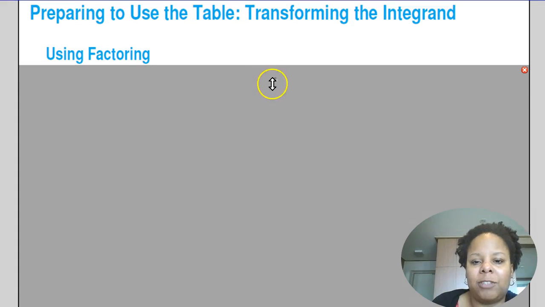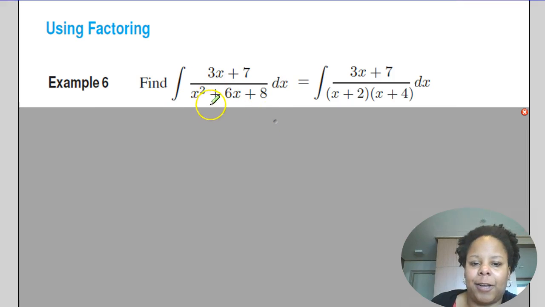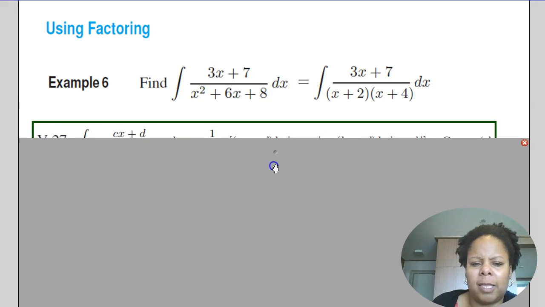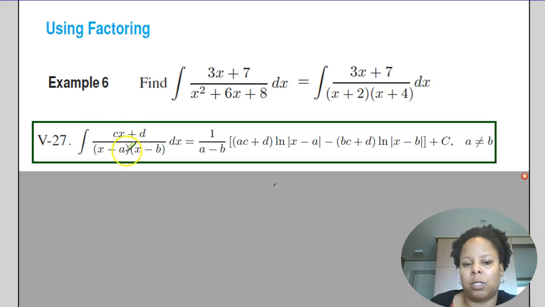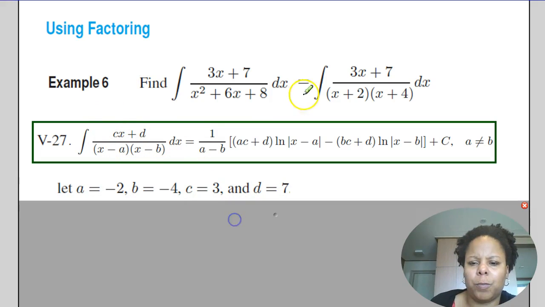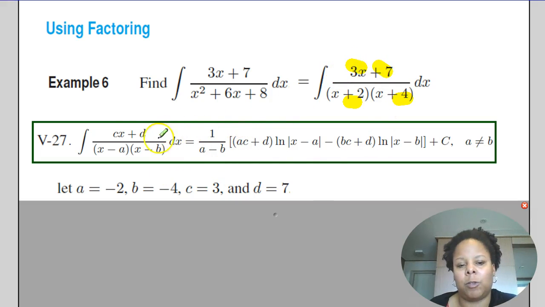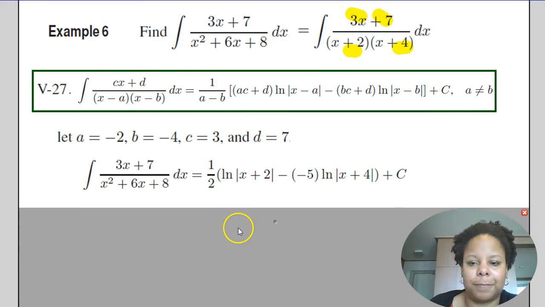One example is we may have to use factoring to do that. So I can take this denominator and factor it into x plus 2 times x plus 4. And then that looks pretty much like section V, number 27, which looks like this. In this case, my A is -2, my B is -4, my C is 3, and my D is 7. And I just use the table of integrals formula to come up with this solution. So this is the solution.